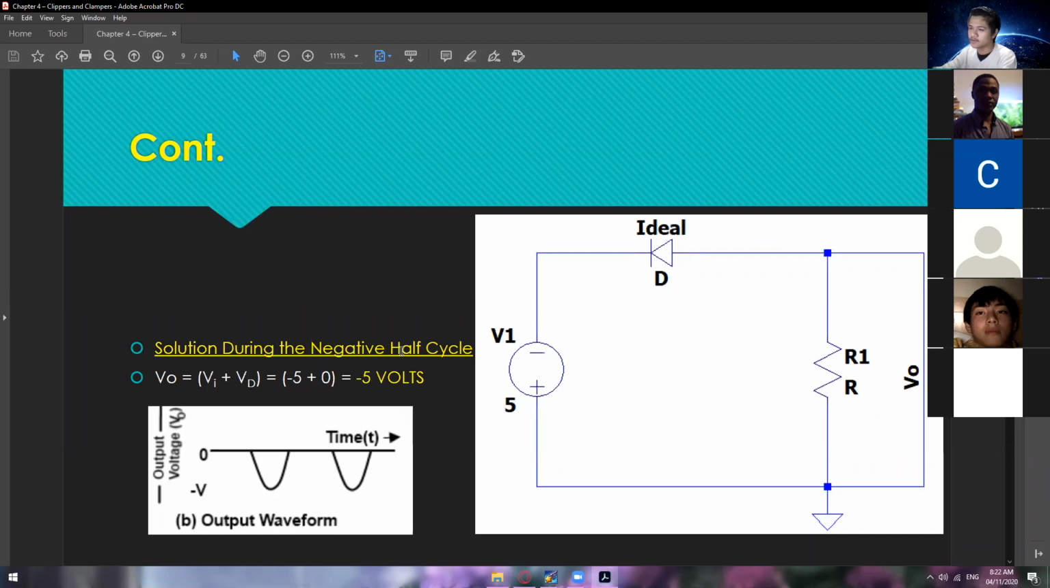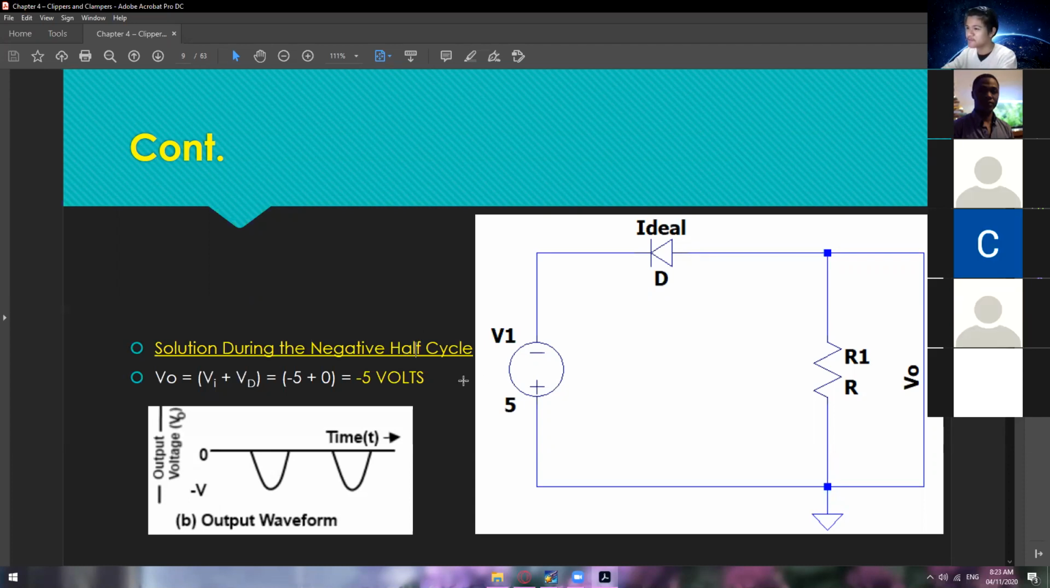Did you guys get it so far? This is the same as the half-wave rectifier from last meeting. It's just that it didn't indicate that this one is a series positive clipper. Are we clear so far regarding our example number 1? Yes, sir. All right, so very simple, very basic.